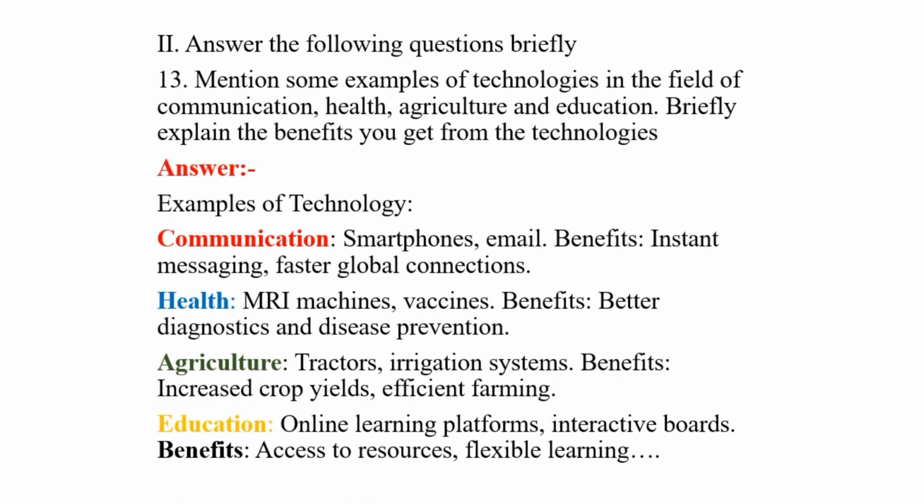The answers include: concerning communication, smartphones and email, which benefit instant messaging and faster global connections. Concerning health, MRI machines and vaccines, which benefit better diagnostics and disease prevention. Concerning agriculture, tractors and irrigation systems, which benefit increased crop yields and efficient farming. And concerning education, online learning platforms and interactive boards, which benefit access to resources, flexible learning, and so on.